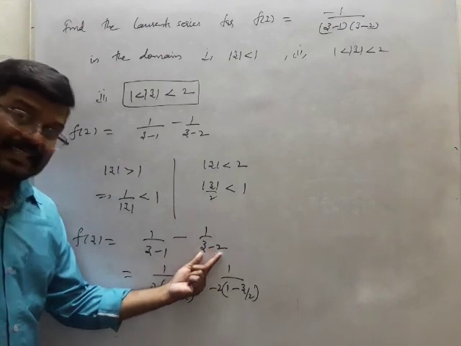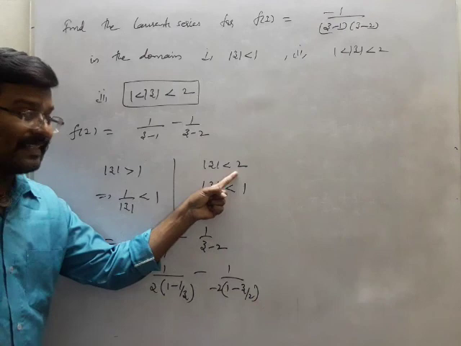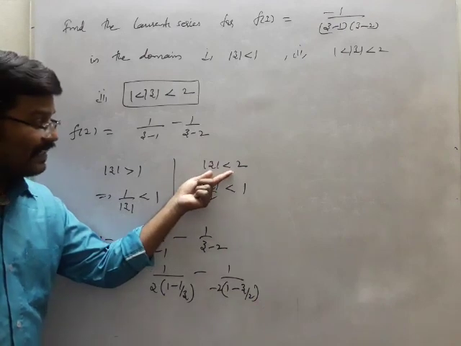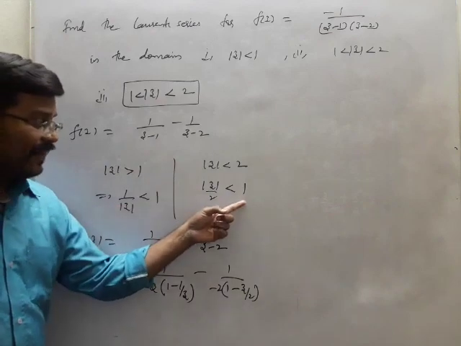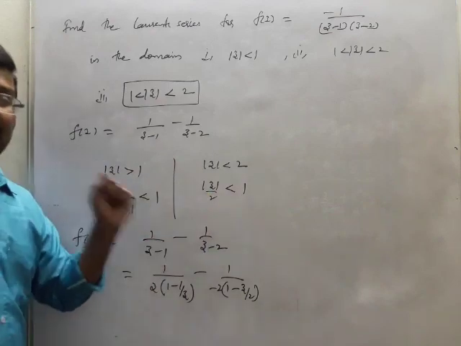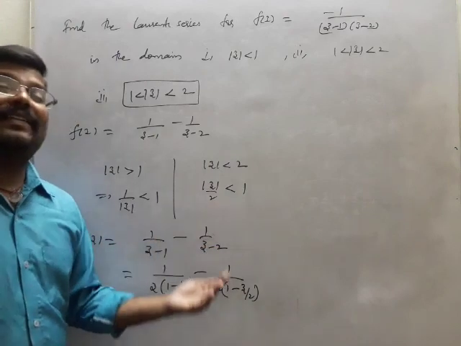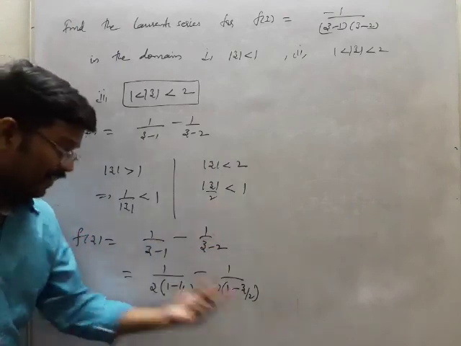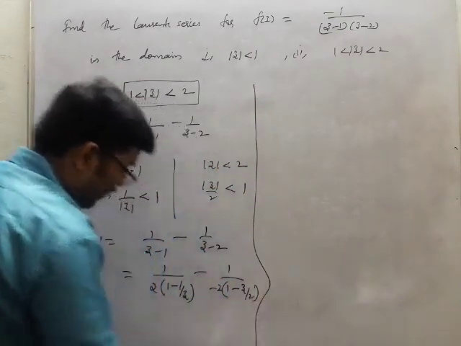It will be decided by seeing the condition, mod z is less than 2. This condition has to be changed in the form of mod z by 2 less than 1. Every condition should be changed in the form of less than 1, then only we can expand, otherwise we cannot expand. Because of that, we are changing it like this. That is a very, very important point you have to remember.